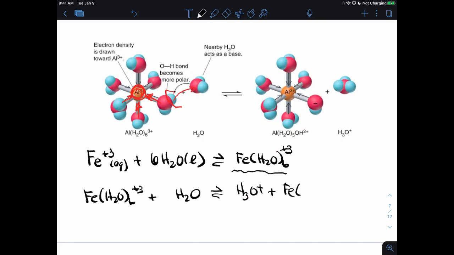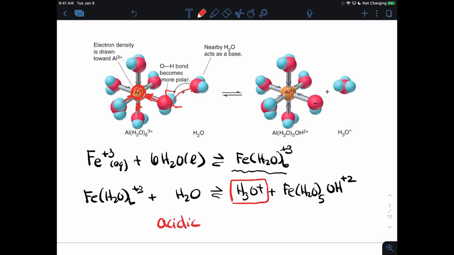We're still going to have our iron. We're going to have 5 waters where nothing happened, because it's only happened on one. And on one water, if it donated an H, it's now an OH. Now, if originally the ion was a +3, and now one of the waters turned into an OH, that's a -1. So now we're ultimately at a +2. And the key of all of this, notice when this happened, we generated an acid. We would say it's acidic.